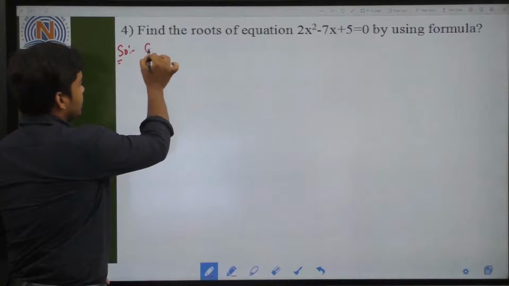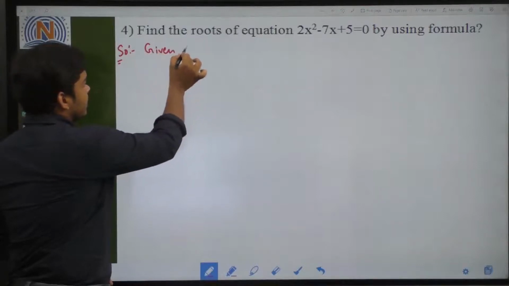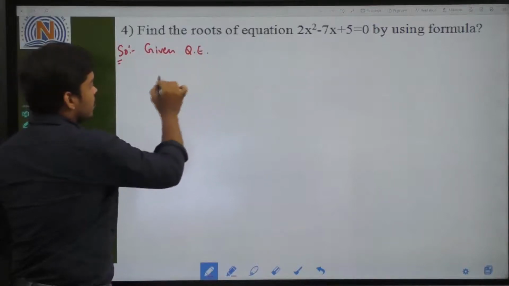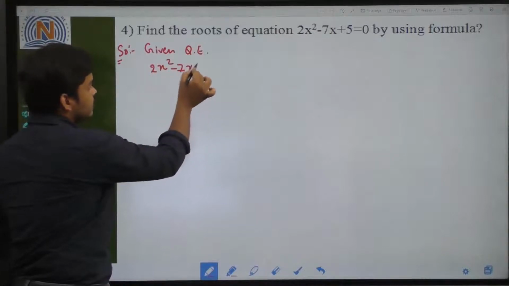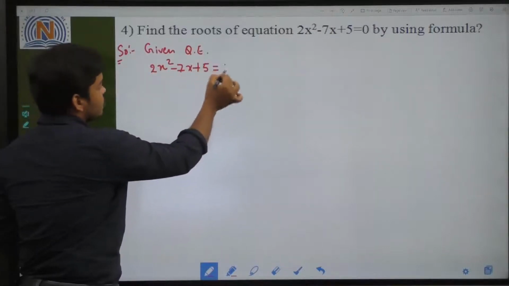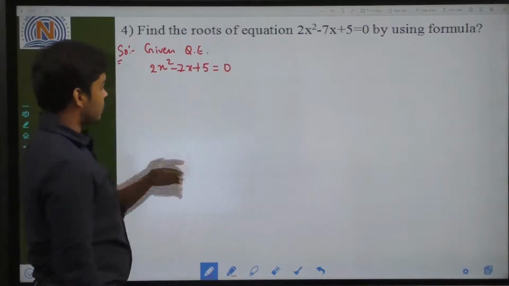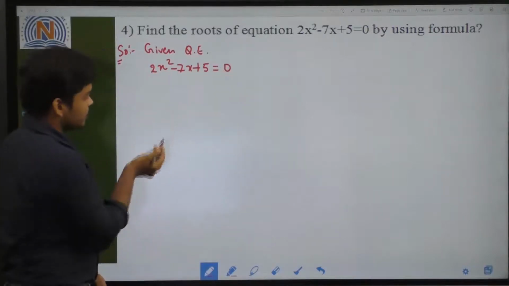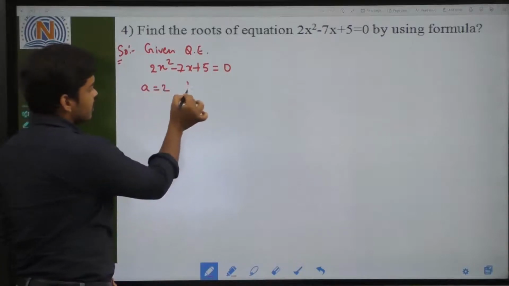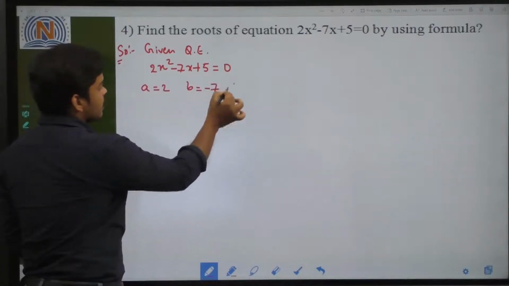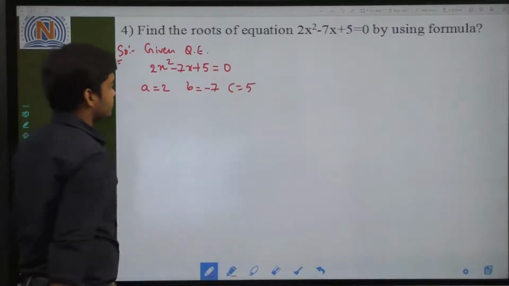Now, the given quadratic equation is 2x² − 7x + 5 = 0. This is the given quadratic equation. Write the coefficients of x², x, and the constant: a = 2, b = −7, and c = 5.